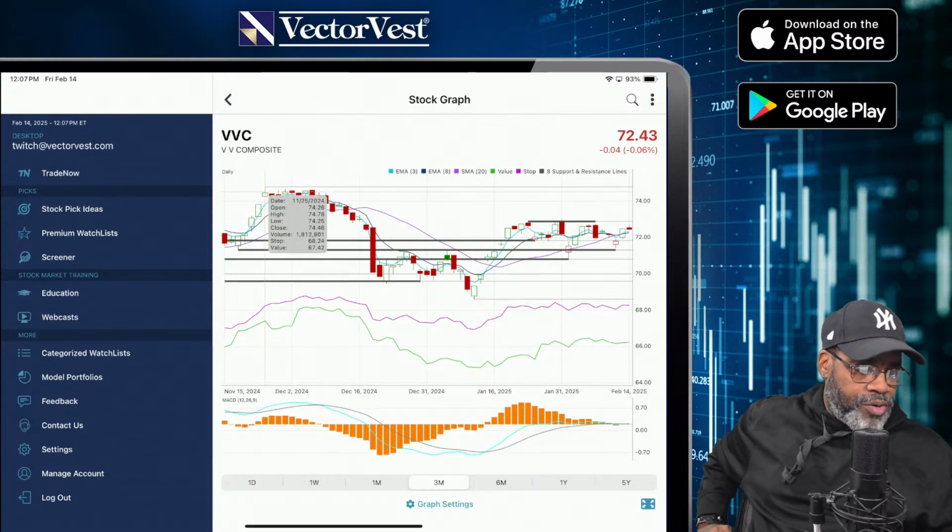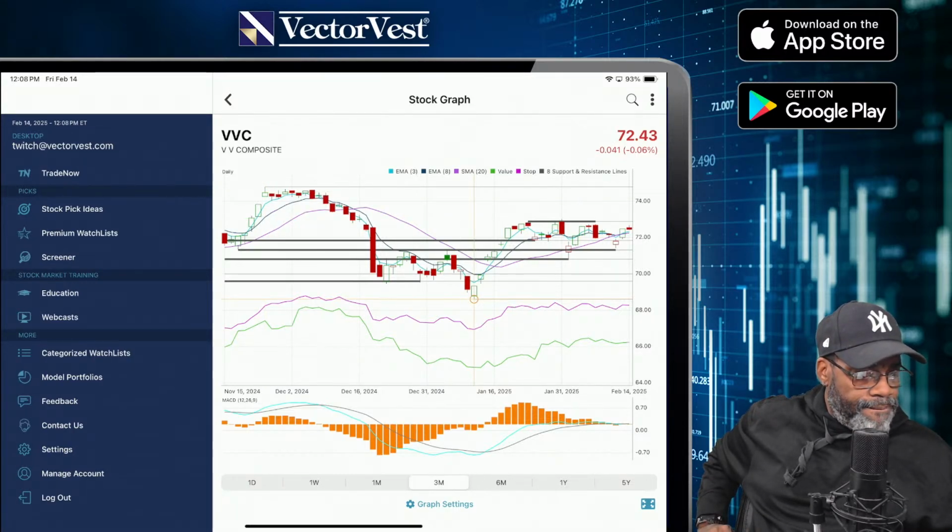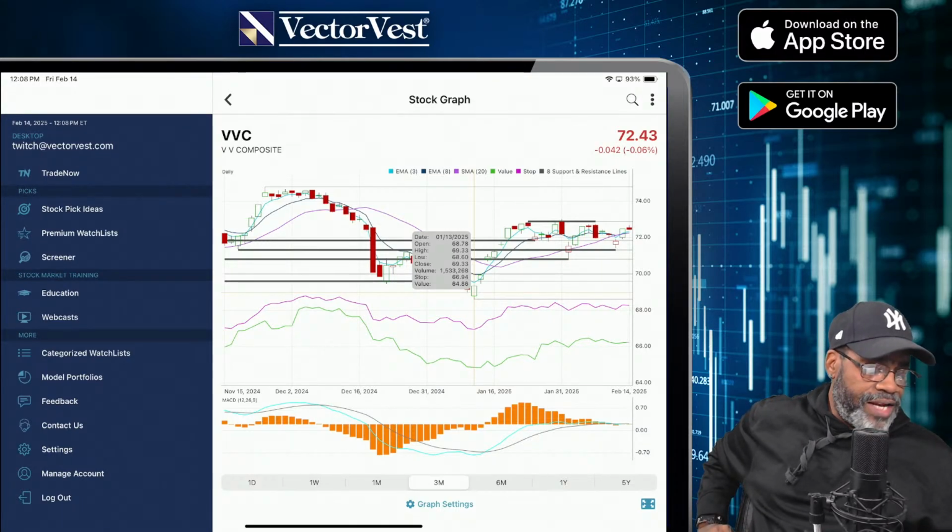Look at that. We got a pullback from that level on 11.25. Went all the way down. The close price in the composite was 74.46. Went down to this low, and this low, it won't give it to me. The low was at 68.60. I don't call that a correction.